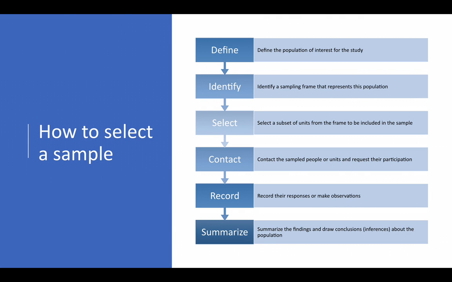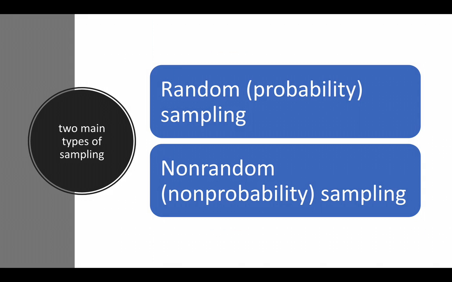So how can you actually select a sample? First, you define the population. Be careful, as we talked about the Oklahoma likely voters, sometimes the population is hard to define. But anyway, you need to identify a sampling frame that can represent the population. Then you select a subset of the units, contact them, and record their responses or observations. Then you summarize them. That could be two tables. One is descriptive statistics. The other is relational, either correlation or regression results.